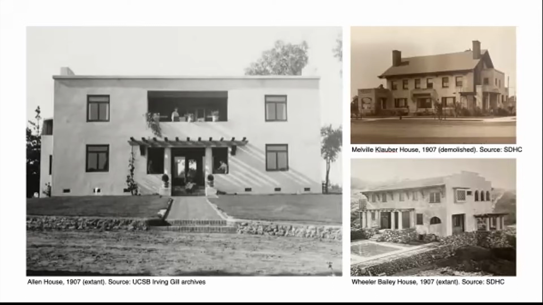Their partnership lasted only 7 months, but during these months, they also collaborated on the Melville Klauber House in Bankers Hill, which is in the upper right. That house has been demolished. The Wheeler Bailey House in La Jolla, which is the bottom right, is very much still intact and very well preserved. And the Homer Laughlin House in South Pasadena, which I'll talk about in a second.